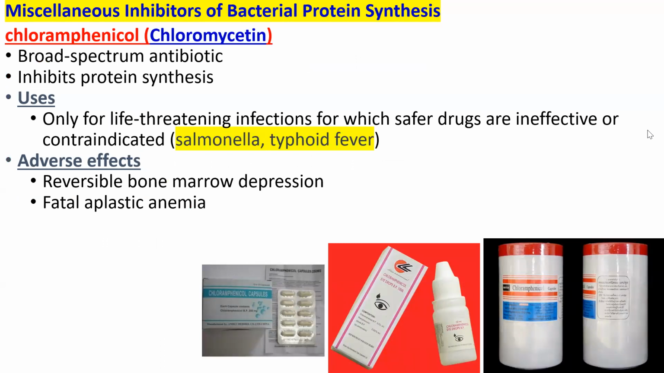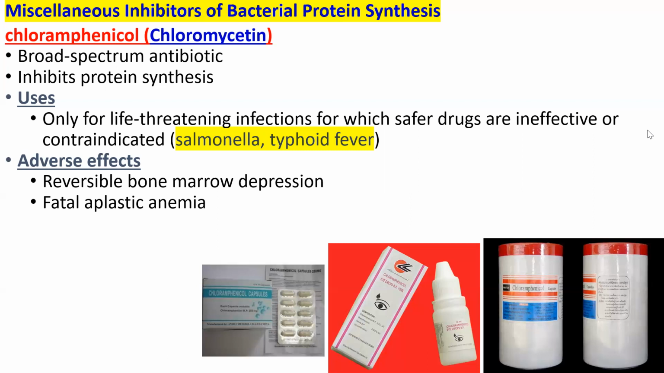Chloramphenicol is a broad spectrum antibiotic. It inhibits protein synthesis. It's only for severe, life-threatening infections, and that's when we would prescribe chloramphenicol. We lean toward prescribing chloramphenicol when safer drugs are ineffective or contraindicated. For example, it can be prescribed for salmonella infections, typhoid fever.